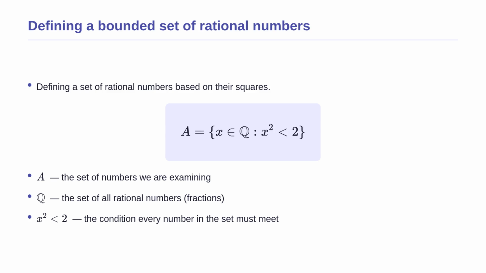Let us define this famous set mathematically. We will call our set A. Conceptually, this formula gathers all the fractions whose square is strictly less than 2. Let us look at the symbols. The symbol Q represents the rational numbers, which are any numbers that can be written as a simple fraction. The condition x squared is less than 2 is the rule for entry into our set. For instance, the number 1.4 is included because its square is 1.96. However, 1.5 is not in the set because its square is 2.25.